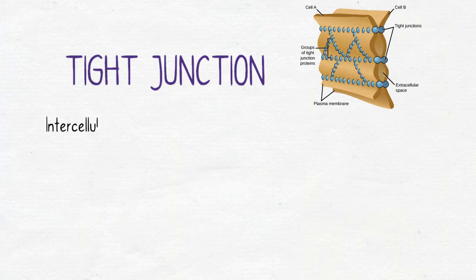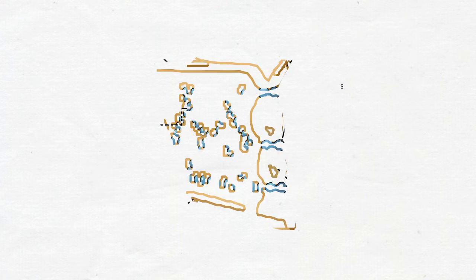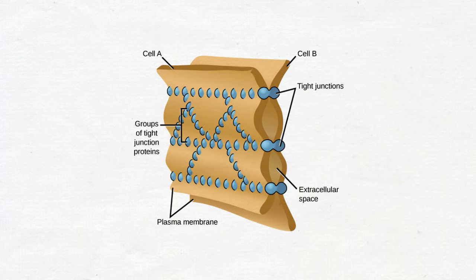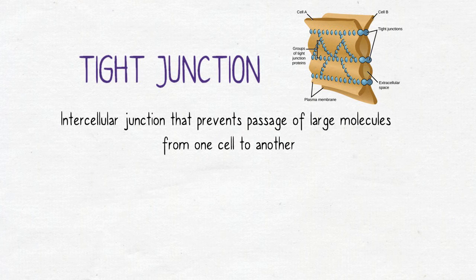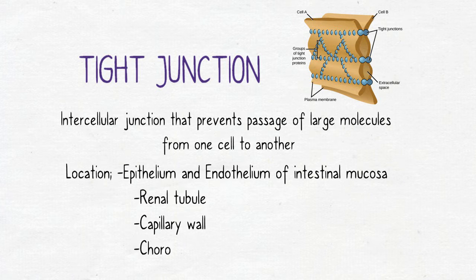The tight junction is an intercellular occluding junction that prevents the passage of large molecules. It forms a region where the cell membranes of the adjacent cells fuse together firmly. It is present in apical margins of epithelial and endothelial cells in the intestinal mucosa, the wall of the renal tubules, capillary wall, and the choroid plexus.